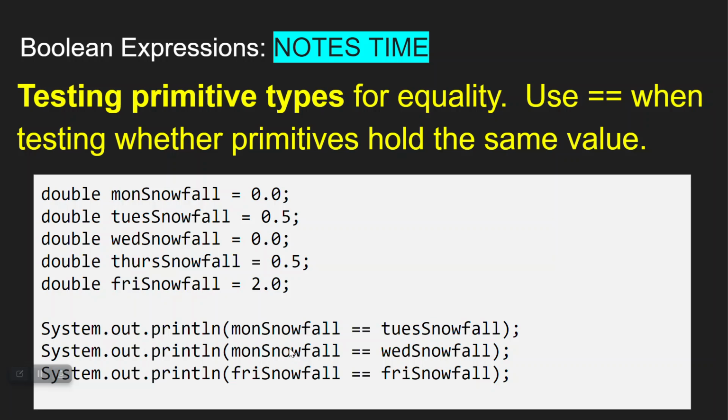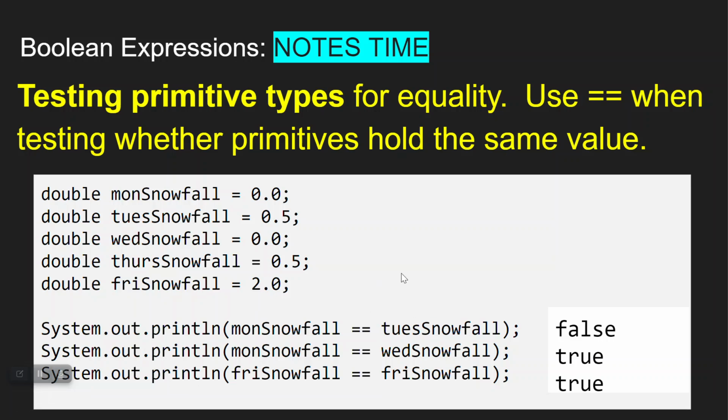We've now created a Boolean expression to see whether or not this is the same as this. And of course it is, so we would expect this one to evaluate to true, and so true should print in that one. And then if we're printing whether or not Friday snowfall is the same as Friday snowfall, obviously 2.0 is the same as 2.0, so this would evaluate to true. So we would get false, true, true. That's what would print in these print statements.